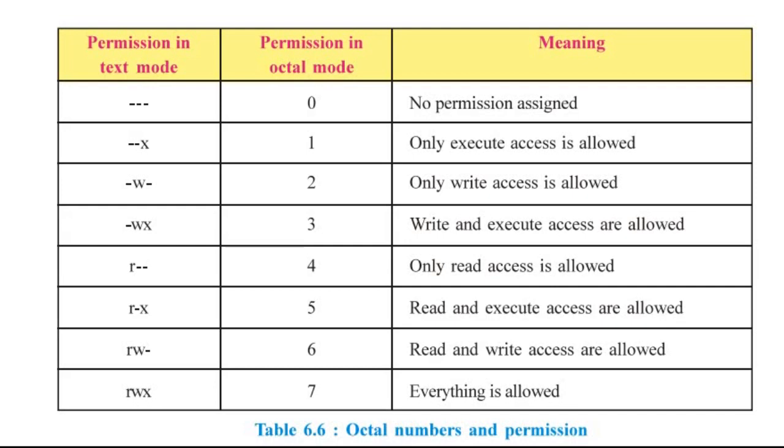Then next is R hyphen X, 5. Read and execute access are allowed. R W hyphen, 6. Read and write access are allowed. R W X, 7. Everything is allowed.